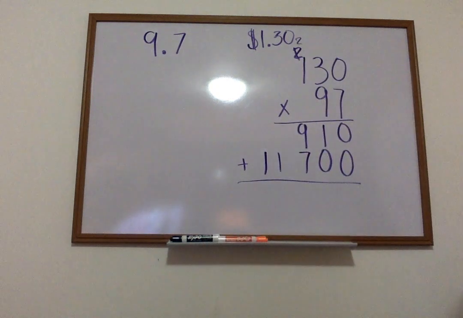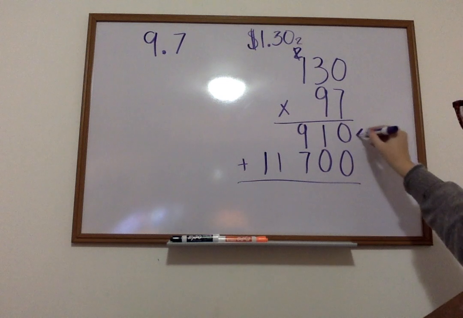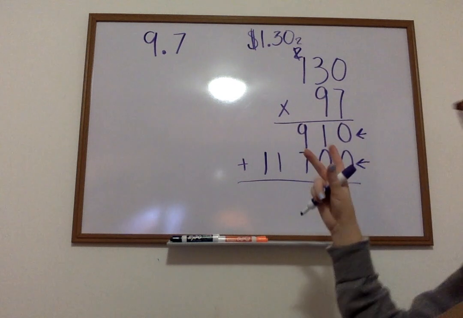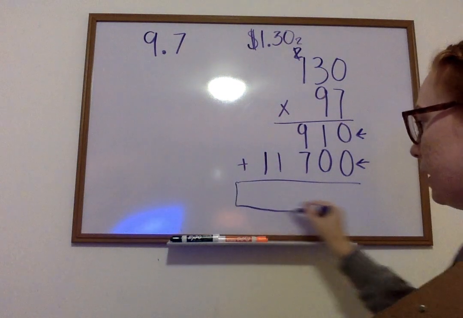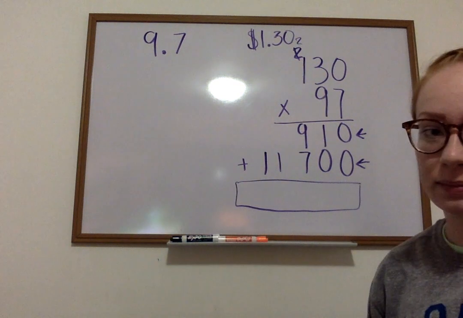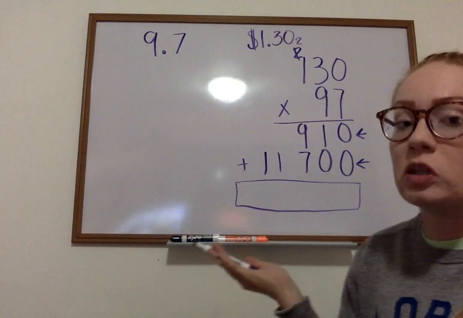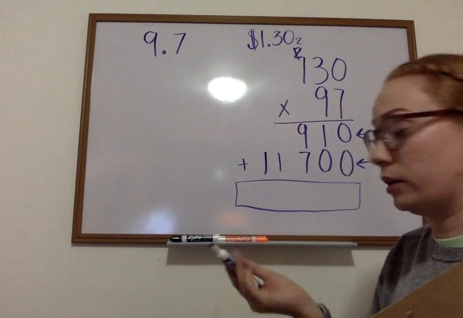Now I'm supposed to add these up. This right here is my partial products. 1 partial product, 2 partial products. These are partial pieces of what my product down here is going to be. Well, now I know that these numbers are my partial products, but I can't just write 910. I have to figure out where my decimal goes.